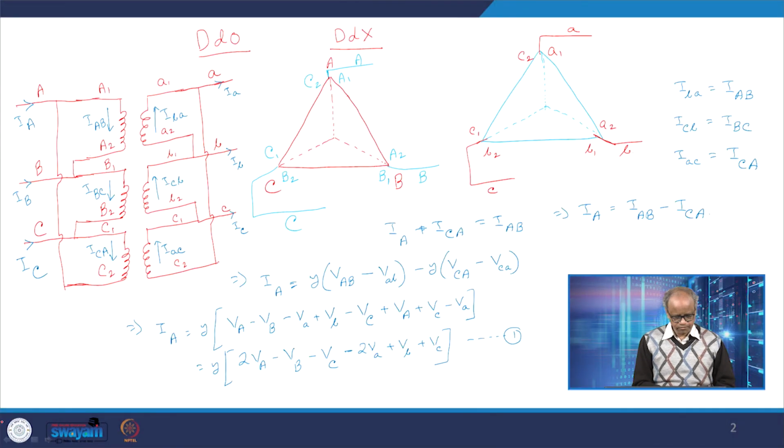Okay, so we have been talking about the Dd0 transformer modeling. So far, we have only derived the equation for IA, that is the phase A current at the primary side. So let us continue with that. So this is the diagram as well as the phasor diagram that we have drawn in the last class. So with this, let us continue.